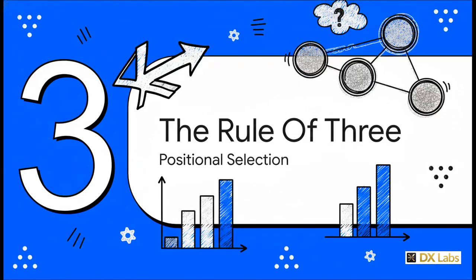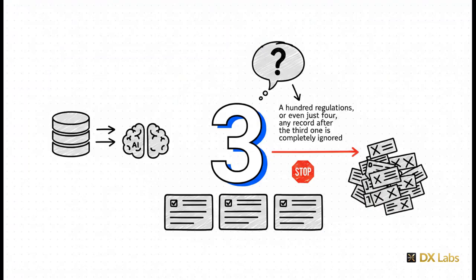Section 3, the rule of 3. This is arguably the most testable constraint you're going to face. If you remember nothing else from this explainer, remember the number 3. There is a hard architectural limitation in Copilot Studio. It will only ever use the first 3 records in your Power FX table to generate a response. So if your system kicks back 100 regulations or even just 4, it literally doesn't matter. Anything after record number 3 is completely ignored by the AI.